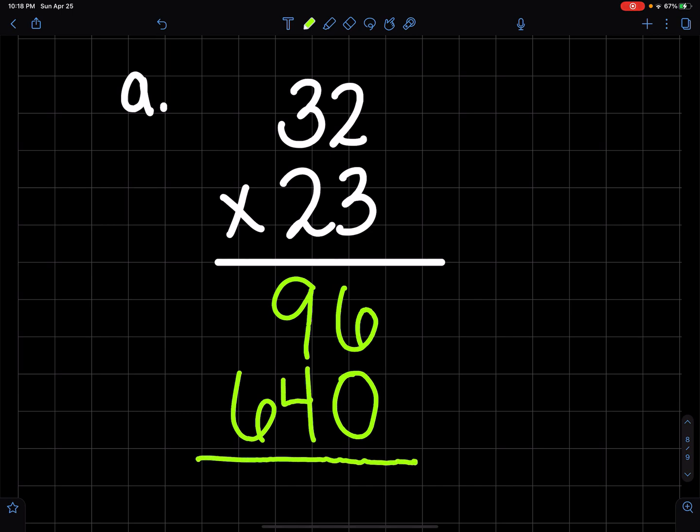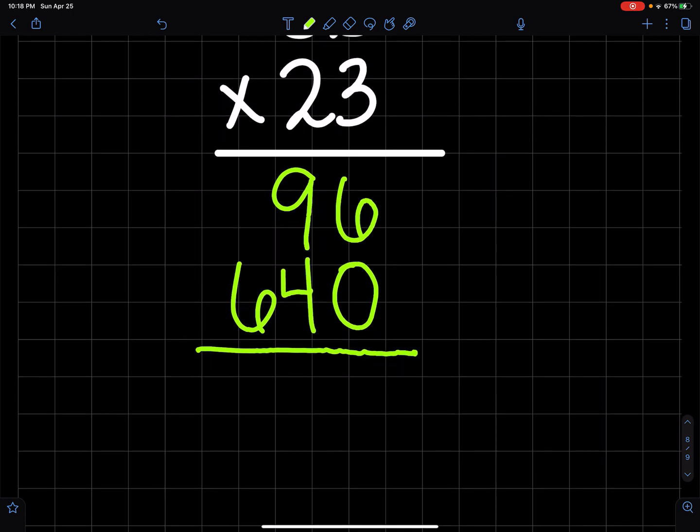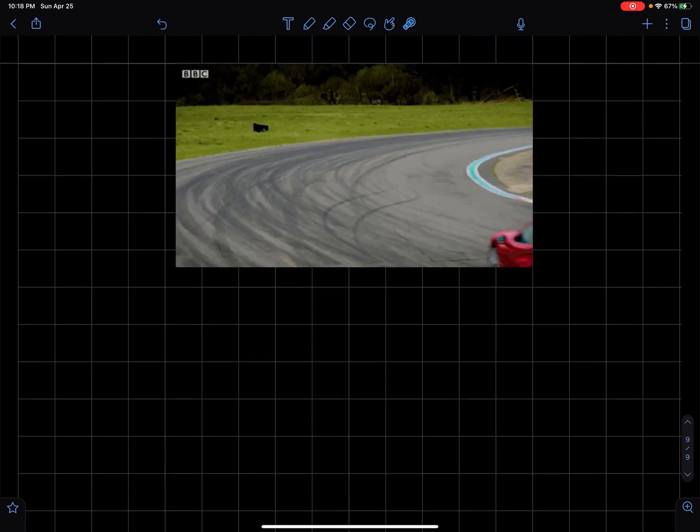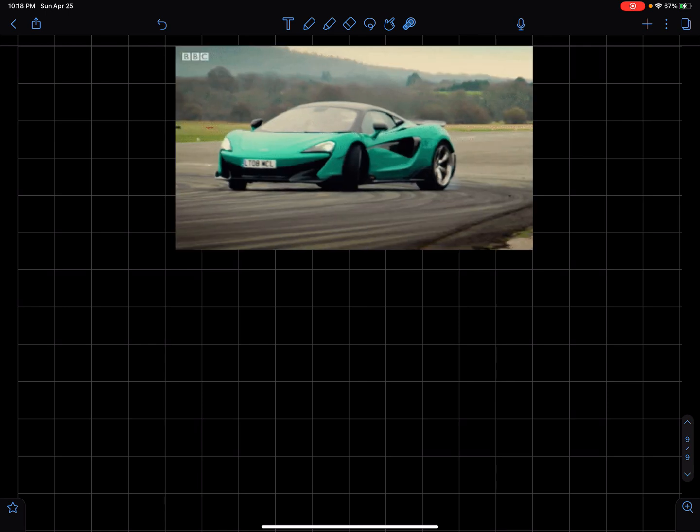It's already there. Then we're going to add 6 plus 0 is 6. 9 plus 4 is 13. 6 plus 1 is 7. And this is the answer to the first homework problem, okay? At least if I got it right, then that's the answer. So bonus right there. All right.